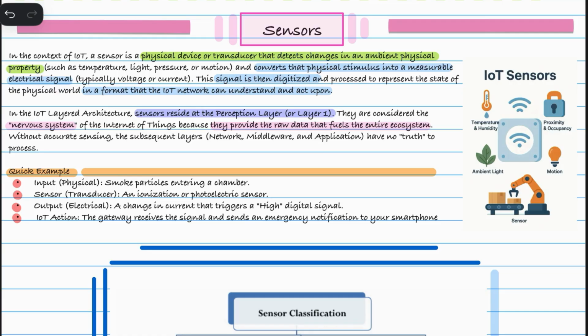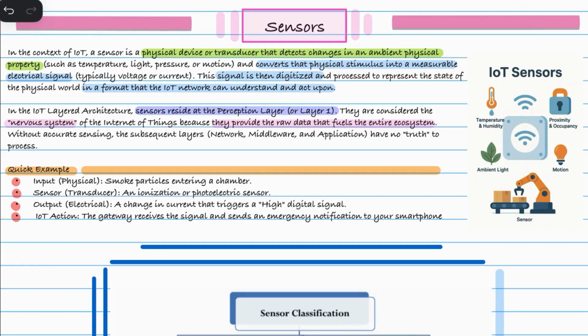And if you talk about the IoT layered architecture, you'll see that sensors live at Layer 1. They live in the perception layer. So I want you to write down this phrase in your exam, that sensors are the nervous system of IoT. Why? Because without them, the cloud, the machine learning algorithms, and the mobile apps are completely blind. They have no truth or raw data to process.